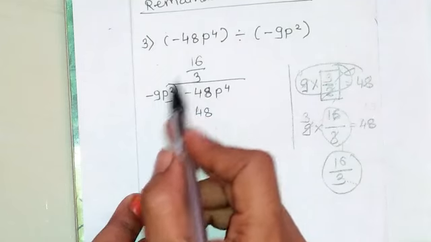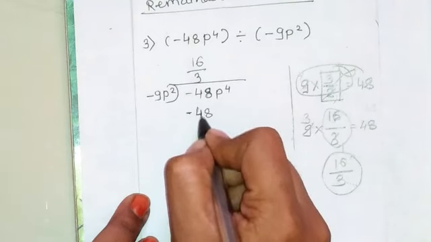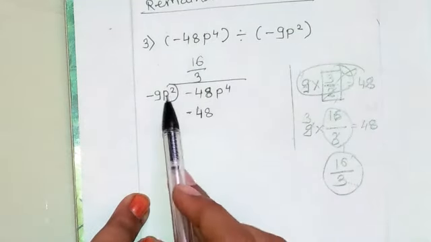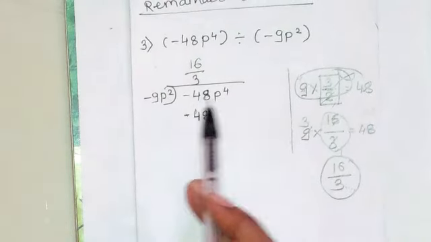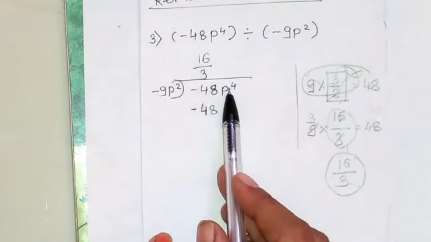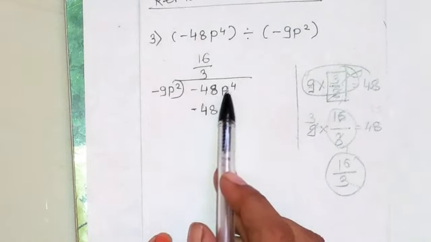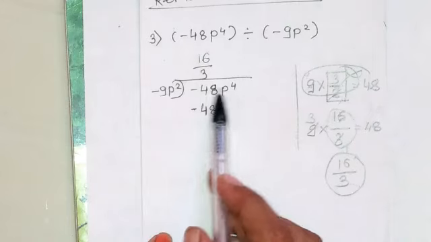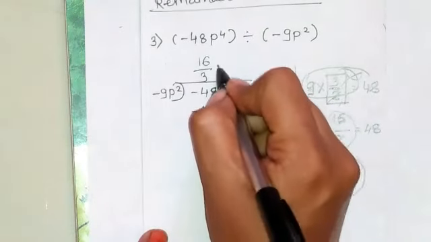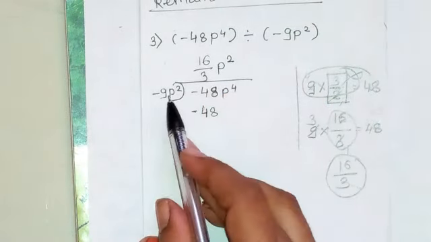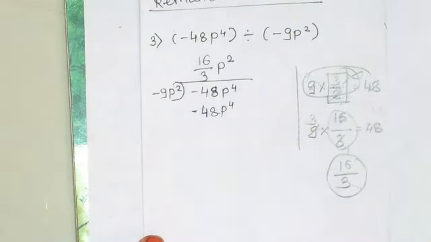But students, among these two numbers, 9 has the negative symbol. So naturally the 48 will have the negative symbol. Now let's look at the variables. Here p square is already given. It means 2 times p will be there, and we have to make it p raised to 4. We have to convert this p square into p raised to 4. It means that in this 2p we have to add 2 more p's. So p square multiplied with p square, the answer will become p raised to 4.